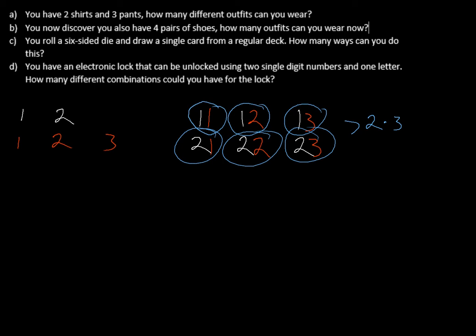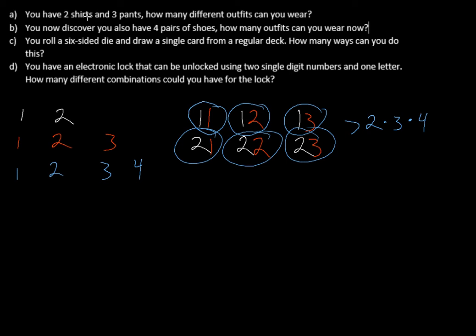So if we want to do the same thing for part B, then we need to include those 4 pairs of shoes. 1, 2, 3, 4. So we've got these 6 options, but we've got 4 more sets of them. So if we've got 4 sets of 6, we're really multiplying it again. And that's what multiplication is: you're adding up all those different things. Multiplication is glorified addition. And then addition is glorified counting. So really, this is that fundamental counting principle.